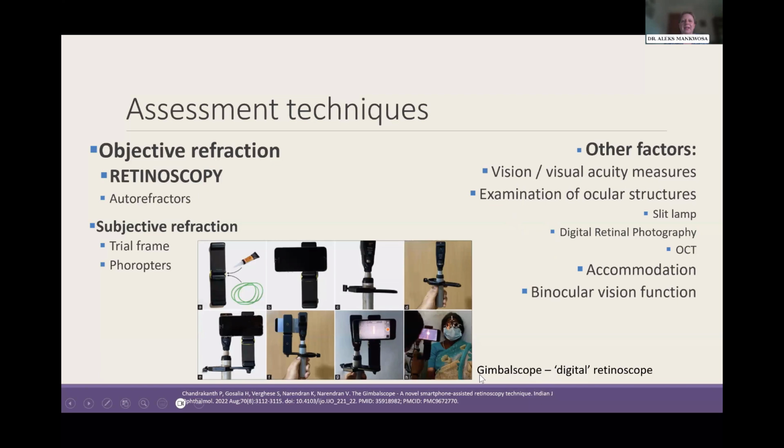I wonder how many of you have seen a gimbal scope. I must admit, this is the first time that I came across it when I was looking at this. It's described as a digital retinoscope, which incorporates the use of a smartphone with our retinoscope. But ultimately, it still requires us to be able to carry out retinoscopy correctly. I think that this is to be used more as a teaching tool, but I just thought I'd show you this out of interest.